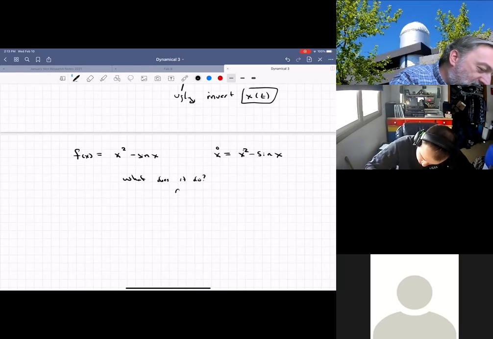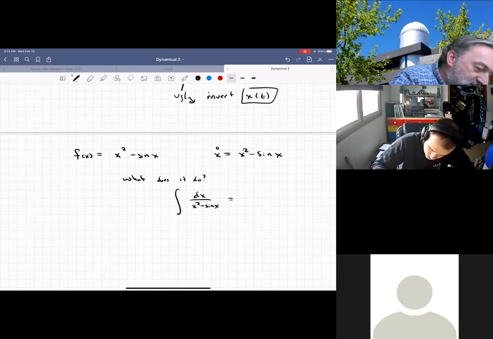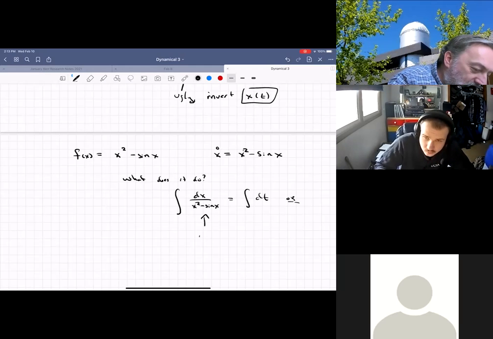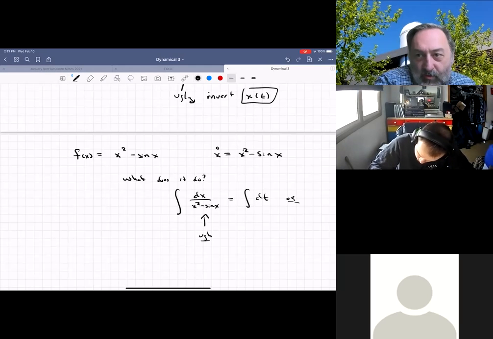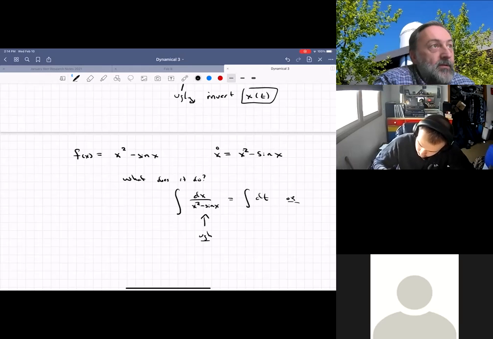Well, you would write down the integral of dx over x squared minus the sine of x is equal to the integral of dt. When you would look at this you would go, ugh. There's nothing good to do with that. That's just ugly. Nothing particularly interesting about that.